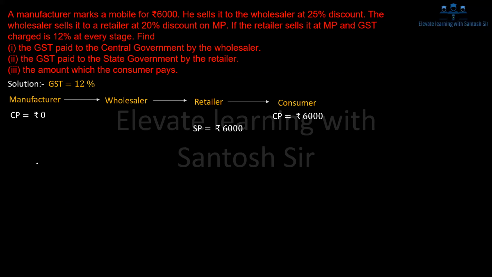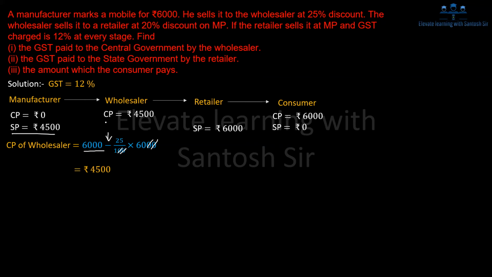Now let us find the selling price of manufacturer or the cost price of the wholesaler. So cost price of the wholesaler will be 6000 rupees minus 25% of 6000. As wholesaler is receiving a discount, we have to subtract discount of 25%. So we can cancel out the 0 and we can say that 25 into 6 is 150. So 25 into 60 will be 1500. 6000 minus 1500 will be 4500. So the selling price of manufacturer, which is equal to cost price of the wholesaler, is 4500.